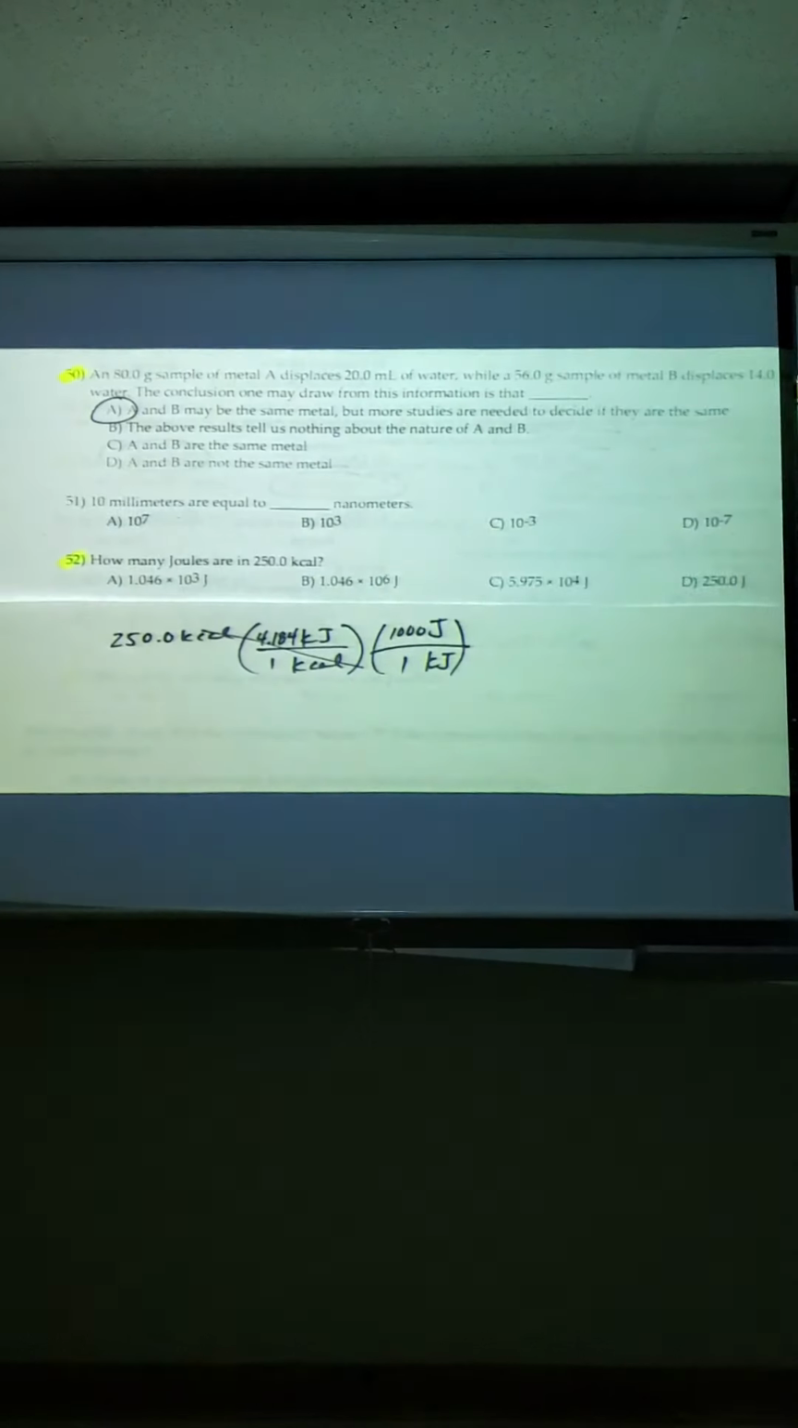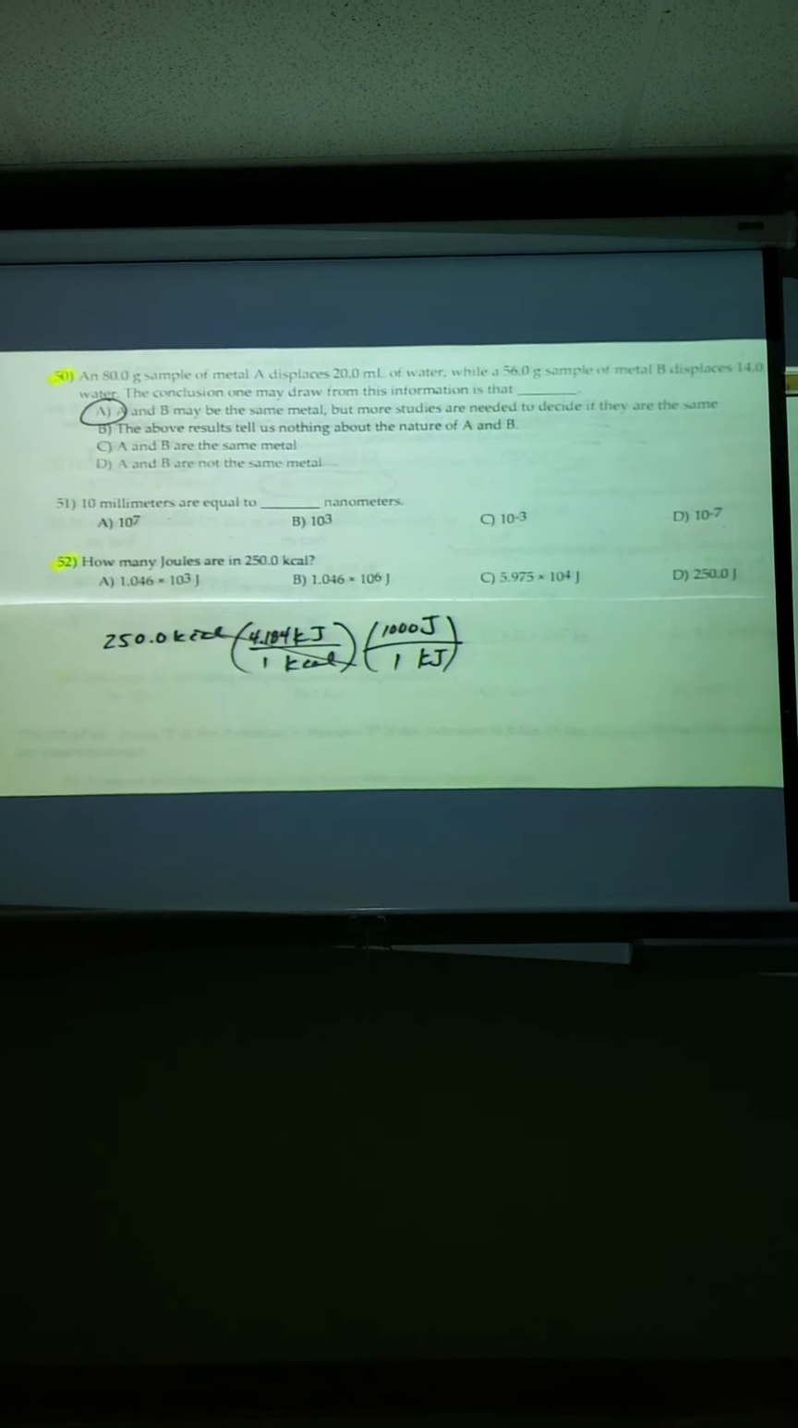So 250 in your calculator, times 4.184 times 1,000 gives us 1.046 million. I need to convert that. A million is power of 6.